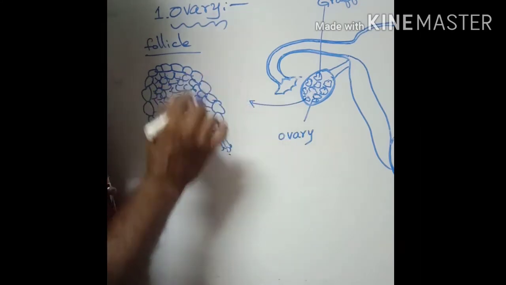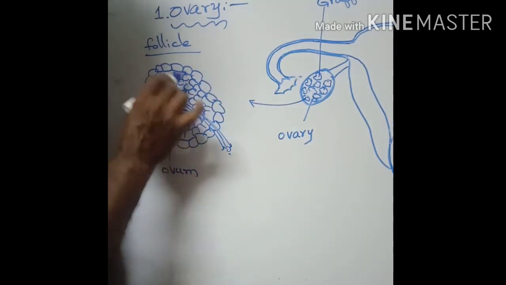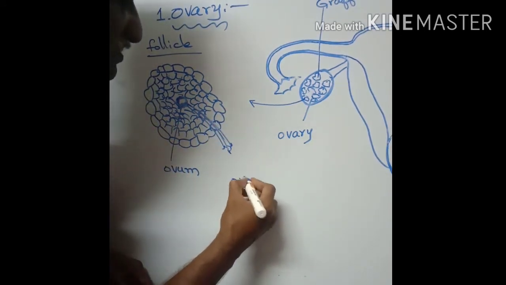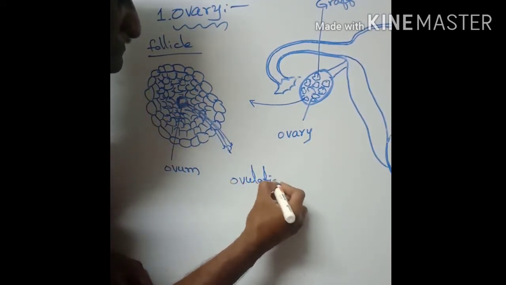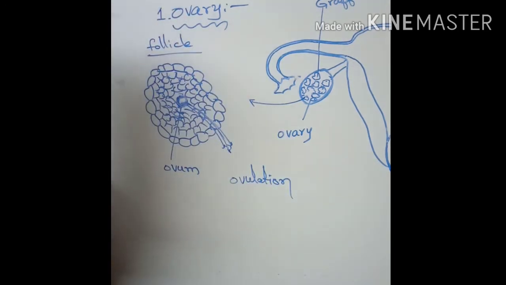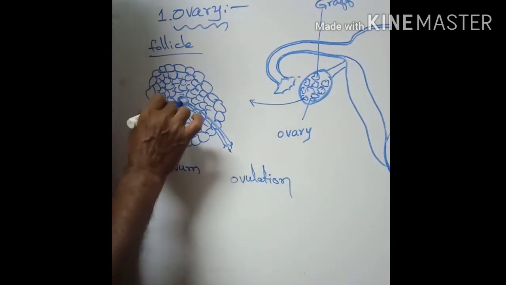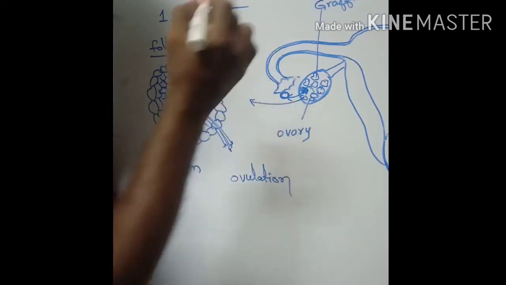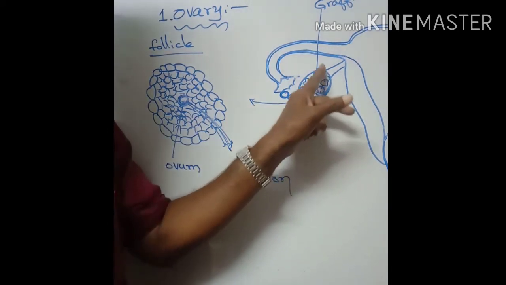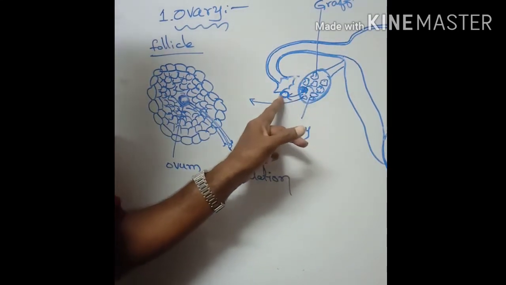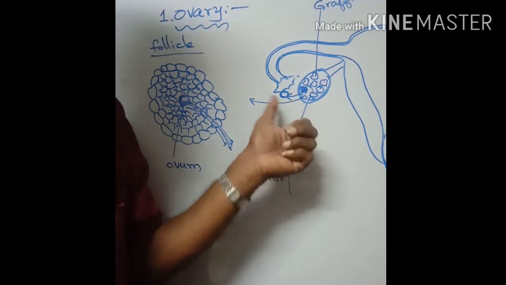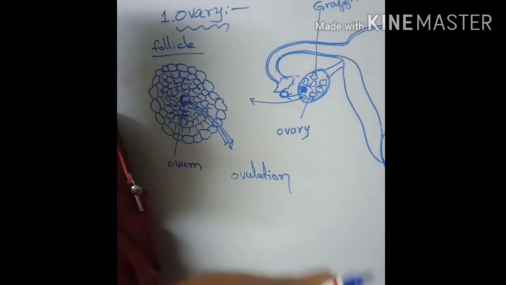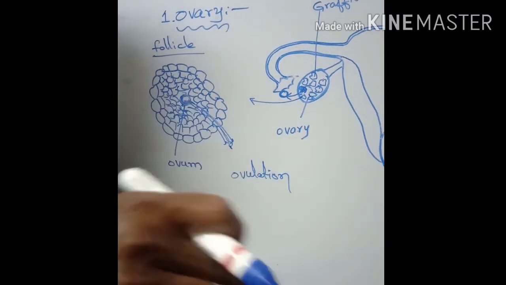That releasing of the ovum from the follicle to outside is called ovulation. It is said to be ovulation. So from this ovary, one ovum is released to outside. Maybe this release happens on the 13th day or 14th day. In some persons, maybe on the 15th day of that month, it is released.